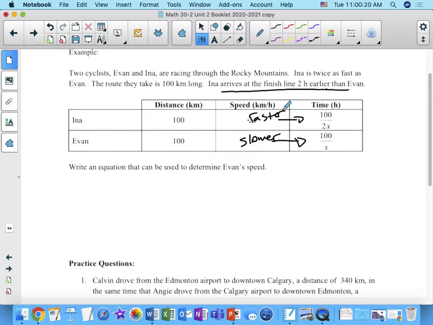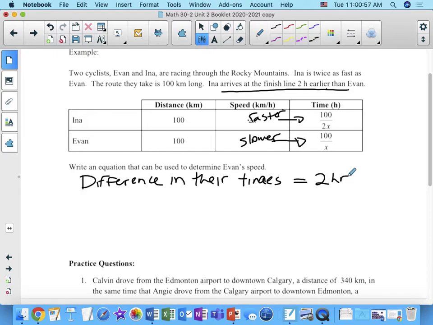So to build our equation, basically the difference in their times is 2 hours. And it's got to be the slower time minus the faster time, right? Because if we took the faster time minus the slower time, we'd get -2. And you could certainly do that as long as you put -2 on the right side. That's totally a fine equation, just that most people don't put -2, they put 2.